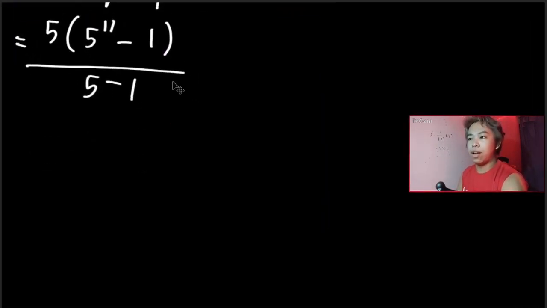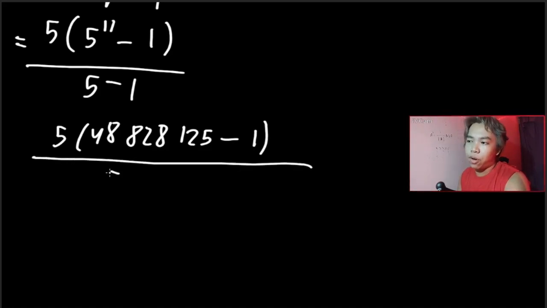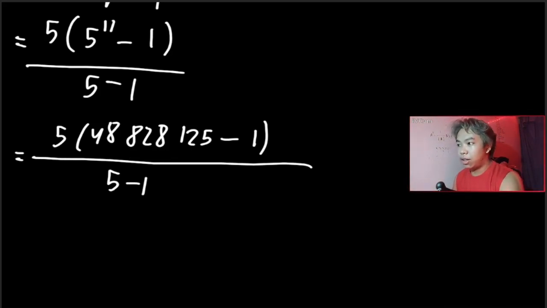So, yan. 5 raised to 11 ay i-calculate natin. So, ang 5 raised to 11 ay malaki. 48,828,125 minus 1 over 5 minus 1. So, ayan na. Ayan yung need natin. 48,828,125 minus 1. Eh di 124 lang yung matitira doon. So, magiging 48,828,124. And then, i-times sa 5 sa labas. So, 244,140,620 yung lalabas.